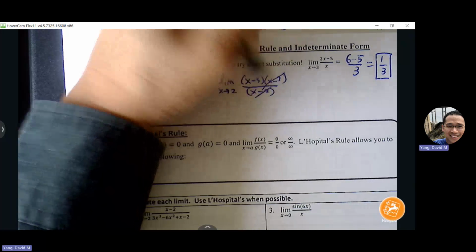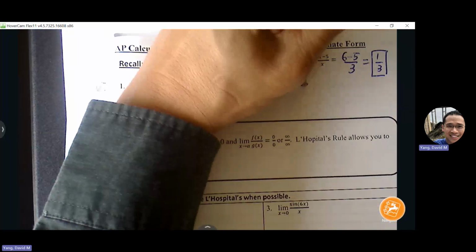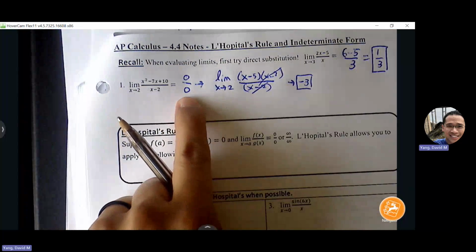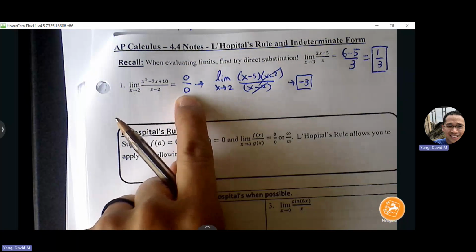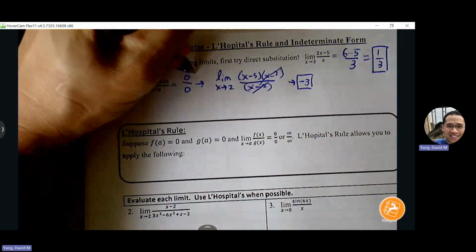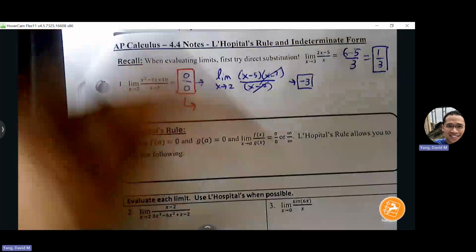You remove that hole, you reevaluate, and you get -3. Okay, because your direct substitution told you some important information about what's happening: that there's a hole, but the limit still does exist. Now, the shortcut is that if you get a 0 over 0, you have another option available to you.